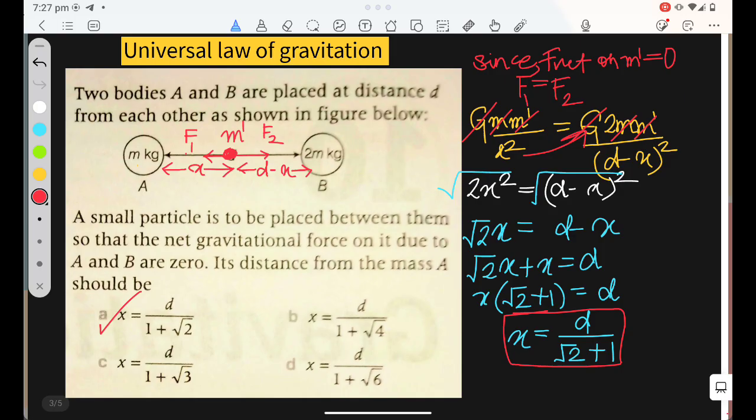And this question is from a very reputed examination, NSO. This question is from the National Science Olympiad.